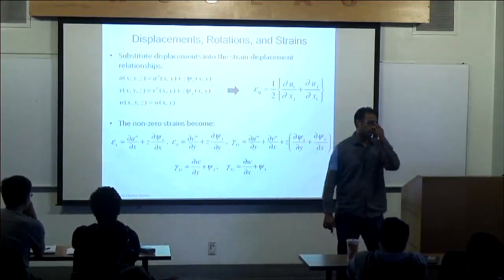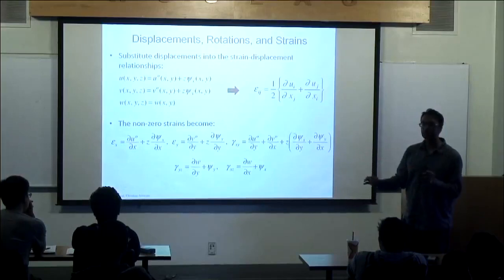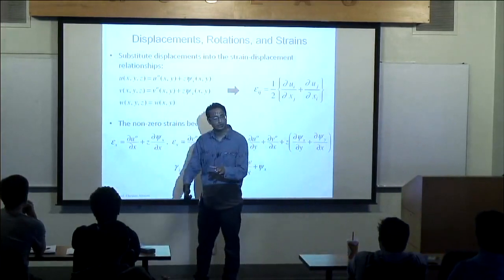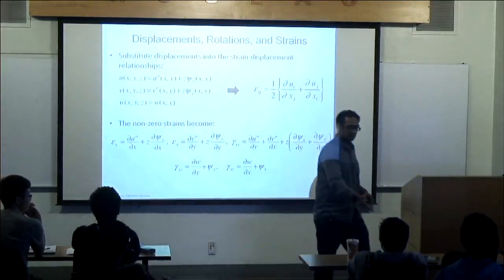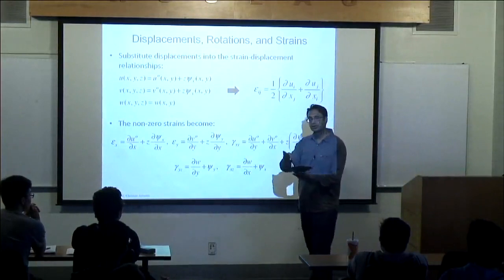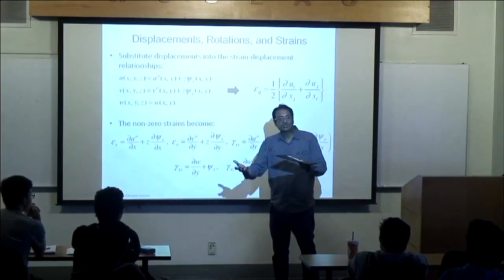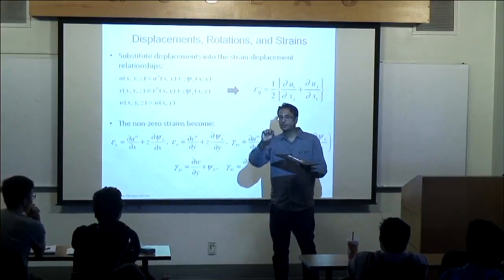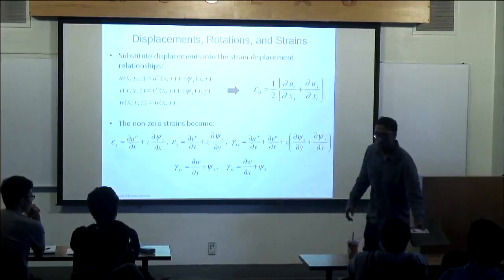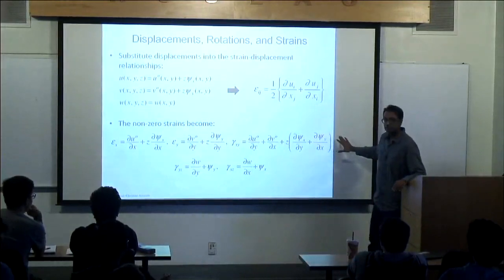Now you may ask me, wait, what happened here? Epsilon ZZ is not showing up. I have five of them, I have no epsilon ZZ. The reason is because we assume that W does not depend on Z. So the deflection out of plane of that plate does not depend on the thickness. And it makes sense, doesn't it? If it's thin, you assume that every point there is going to move about the same. You agree? And so that's why epsilon ZZ is zero here. So now you have five non-zero strains.